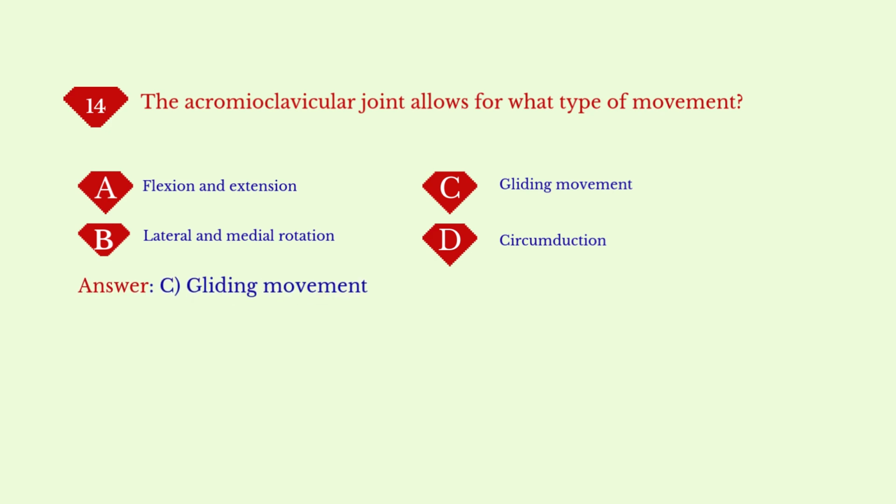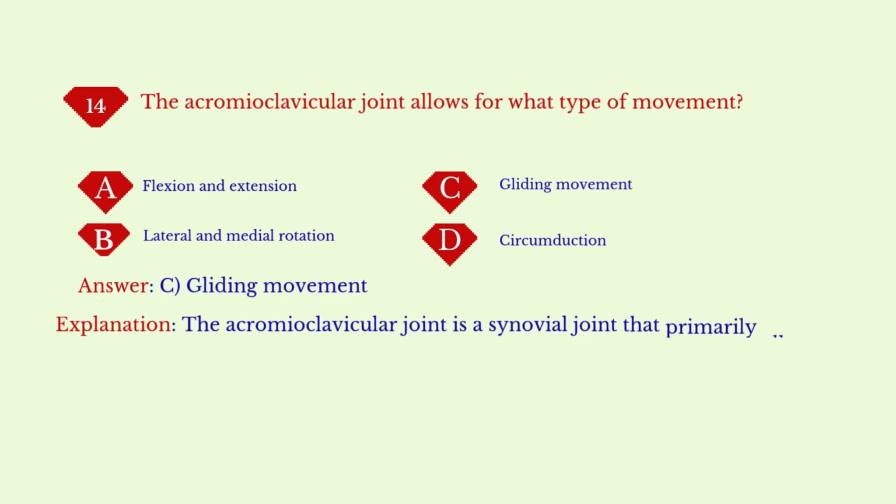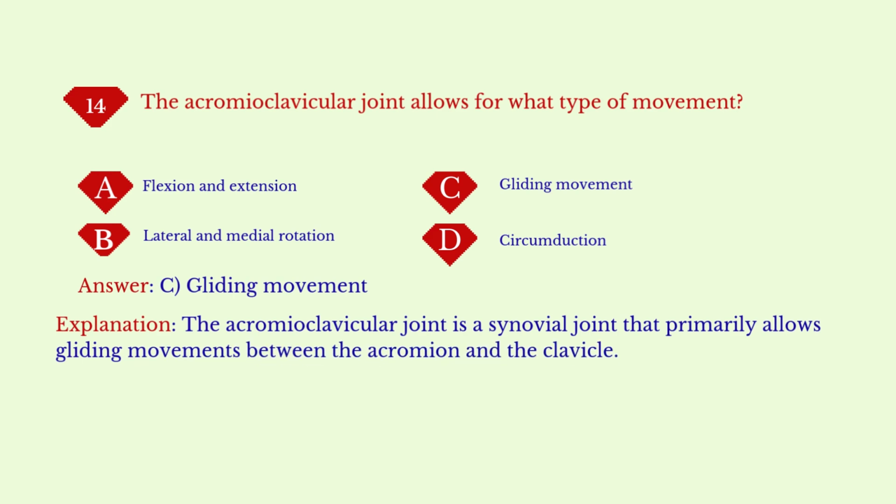Gliding movement. Explanation: the acromioclavicular joint is a synovial joint that primarily allows gliding movements between the acromion of the scapula and the acromial end of the clavicle. It helps in shoulder movements, especially during arm elevation.